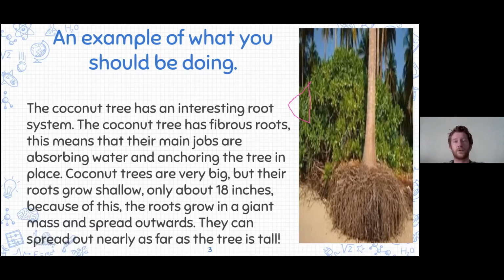Okay, so the coconut tree has an interesting root system. The coconut tree has fibrous roots. This means their main jobs are absorbing water and anchoring the tree in place. Coconut trees are very big, but their roots grow shallow. Shallow means not deep, only about 18 inches. Because of this, roots grow in a giant mass and spread outwards. They can spread out nearly as far as the tree is tall.